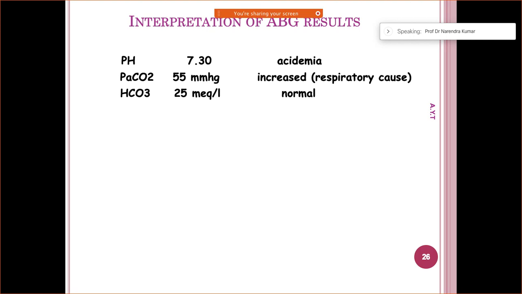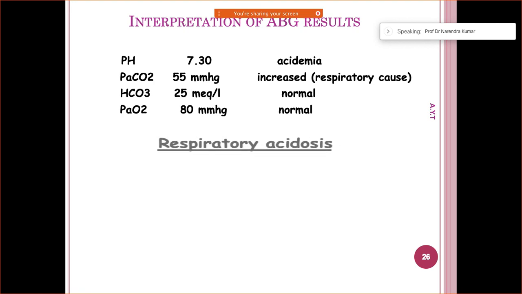This is in the normal range. So what do you think this is? Respiratory acidosis. So pH is acidic and PCO2, as you saw, is increased. So due to a respiratory cause, it is causing acidemia, so you will be calling it respiratory acidosis. And yes, oxygen is normal over here.